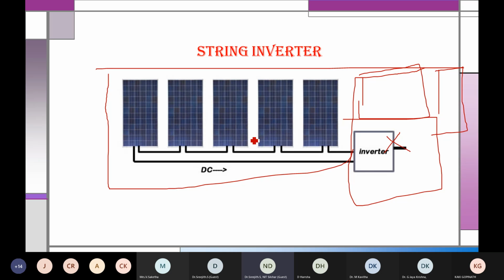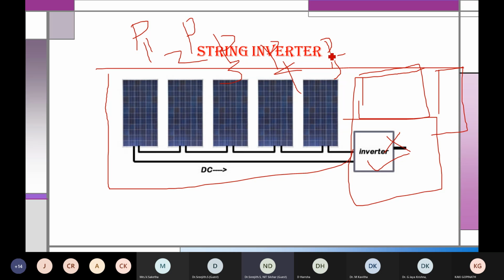And one more thing, you can see 5 panels are there and only one inverter is there. One inverter can operate on only one maximum power point. Let me number the panels 1, 2, 3, 4, 5. So the maximum power points are P1, P2, P3, P4 and P5. Since you have only one inverter, it can operate at either P1 or P2 or P3 or P4 or P5. It can't operate at all the power points.